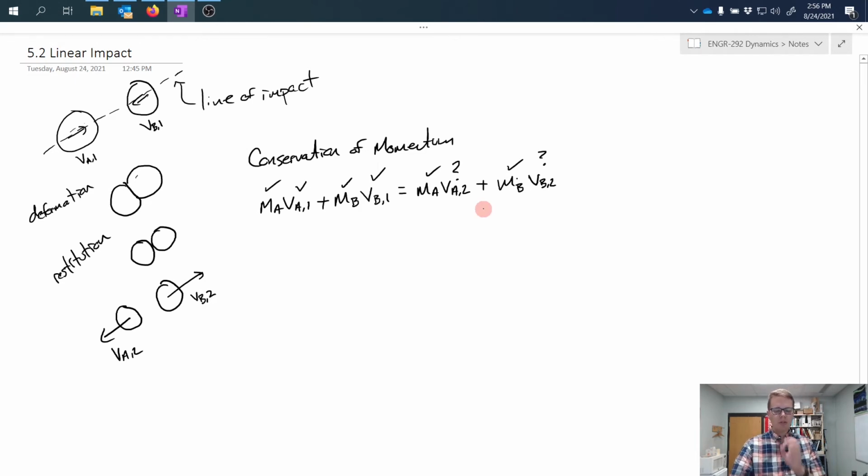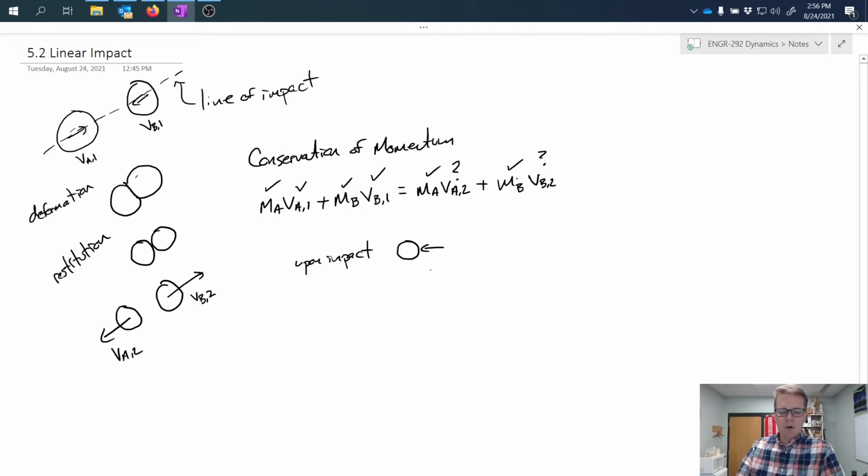So to start to think of this, we need to think about what we could do to alleviate that problem and come up with more information. One thing we can think about is what is happening during this impact. So if I zoom in on just one of the balls upon impact, treat it like a free body diagram.